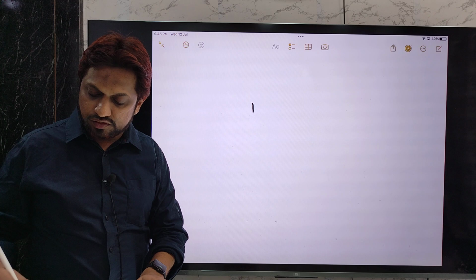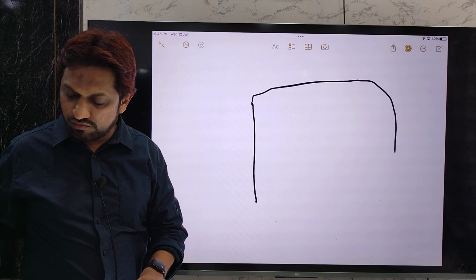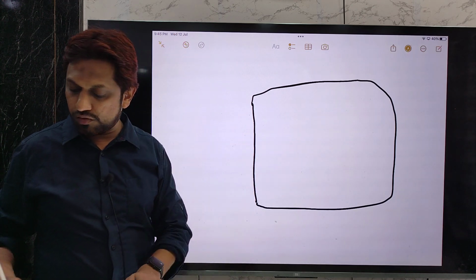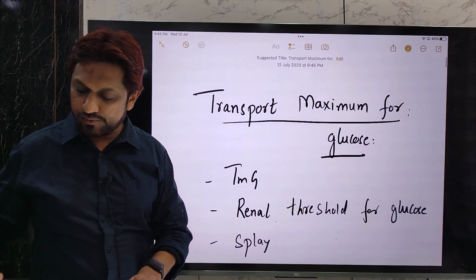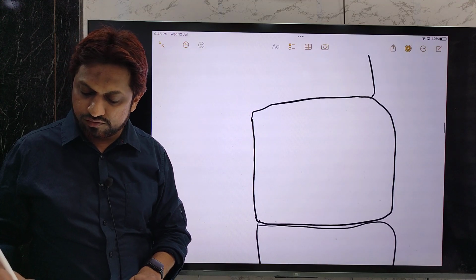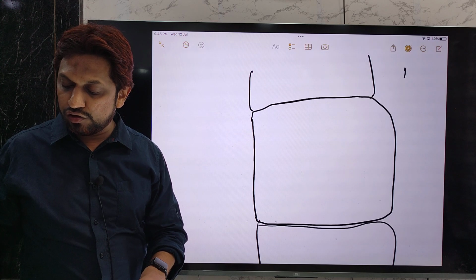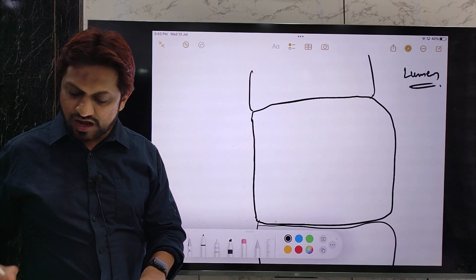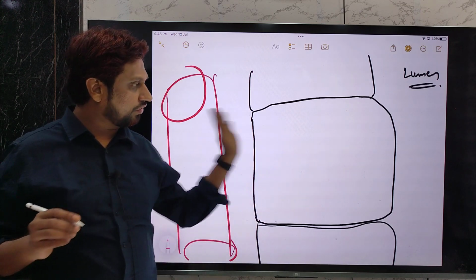Now imagine this bigger cell, and what I'm drawing is one of the epithelial cells of the PCT, proximal convoluted tubule. There is one more epithelial cell here, and these are epithelial cells. Now this is the lumen of the proximal convoluted tubule, and here we have the peritubular capillaries or the blood vessels, that is the interstitial side.